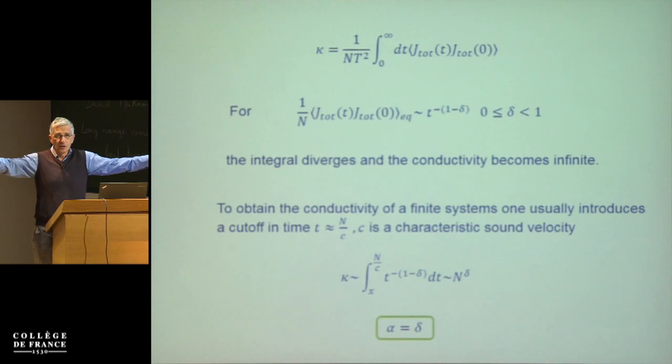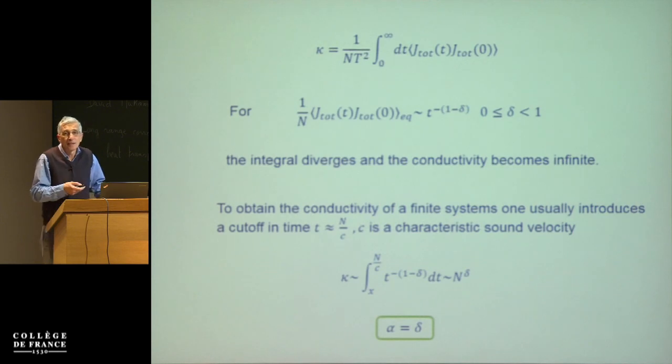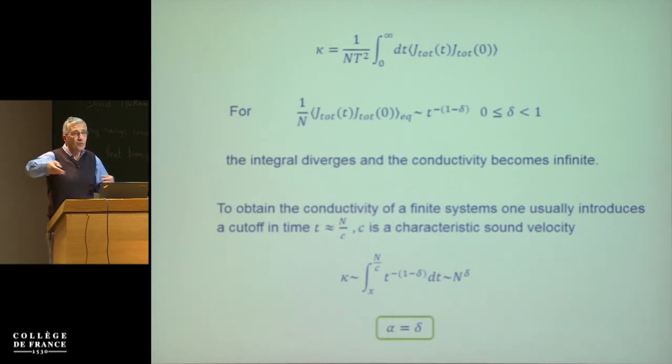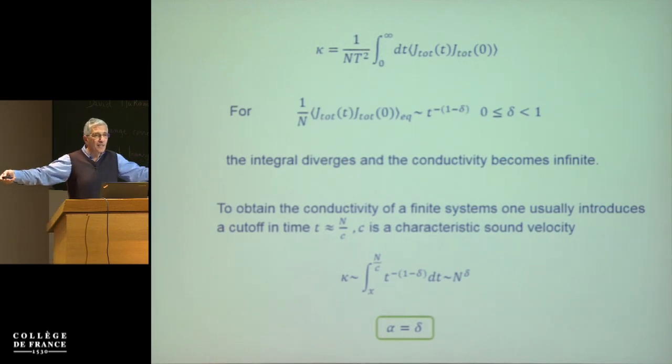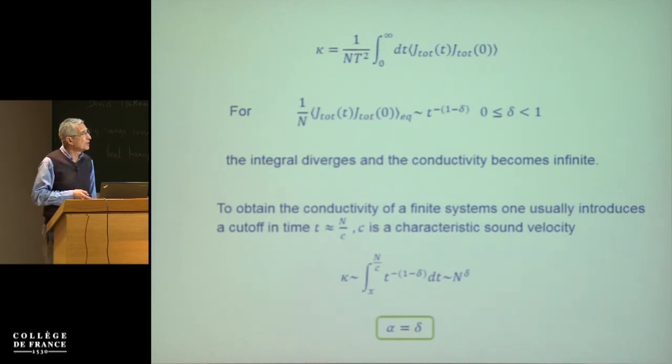if you have a finite system of size n, it cannot persist beyond some time. If you have a perturbation of energy and it starts flowing towards the end of the system, then after some time, which is the system size divided by c, where c is the characteristic sound velocity, it reaches the end and leaves the system. So beyond that time, there should be no correlation. So what people do is calculate the kappa, the heat conduction, integrating up to time n over c, rather than to infinity.